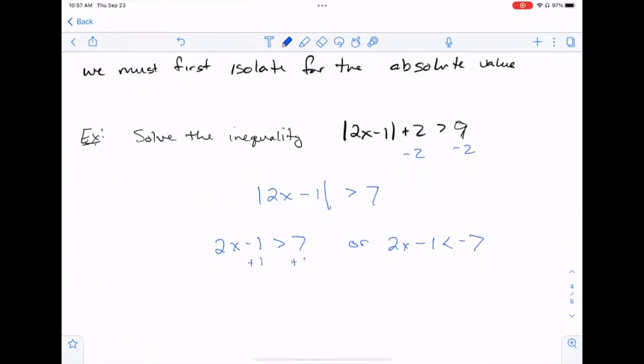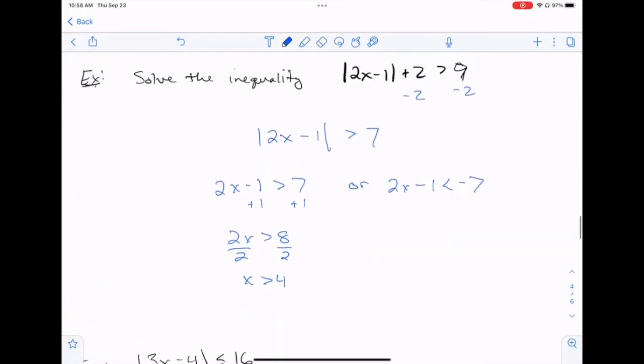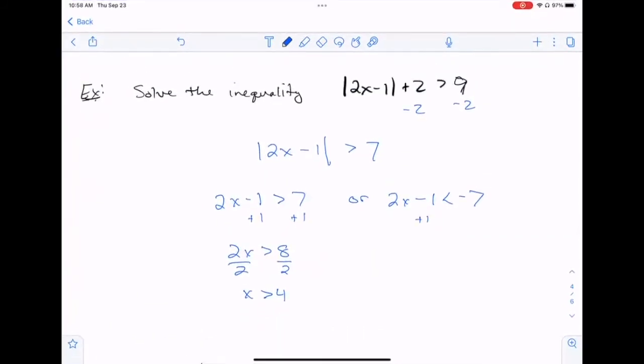So I'll add 1 to both sides. 2x is greater than 8. Divide both sides by 2. X being greater than 4. Here, I'll add 1 to both sides. 2x is less than -6. Divide both sides by 2. X is less than -3.